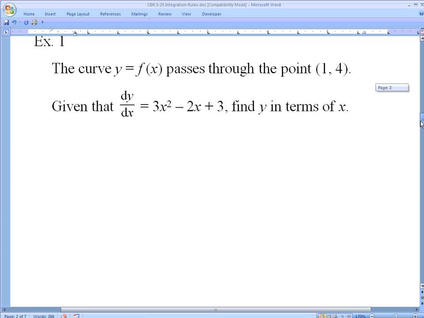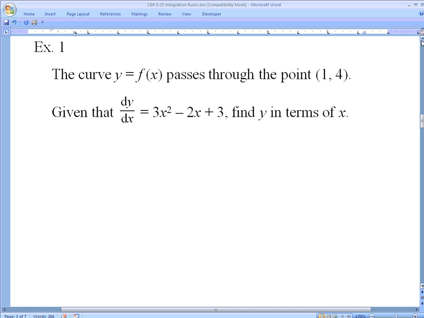So to start with, let's look at this first example where I have a function that passes through the point (1, 4). They give me the derivative, which is 3x squared minus 2x plus 3. I want to write the equation for the original, the y, in terms of x. So let's start with that.